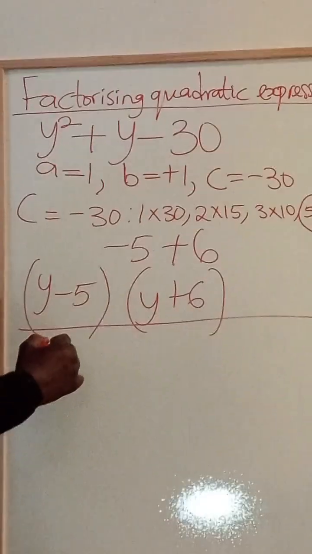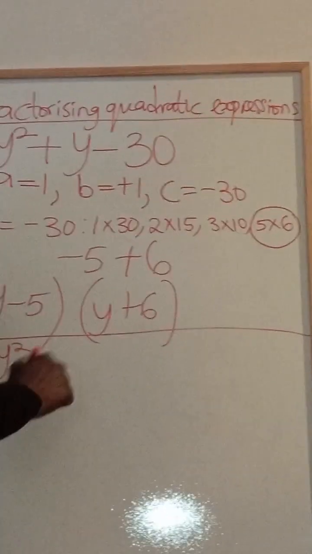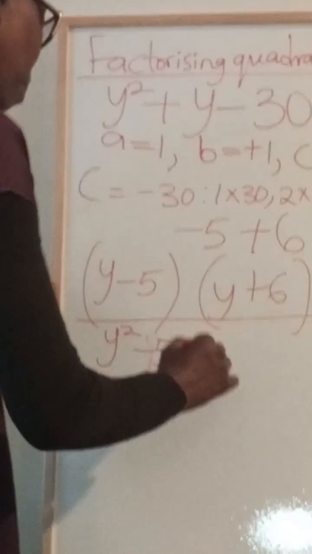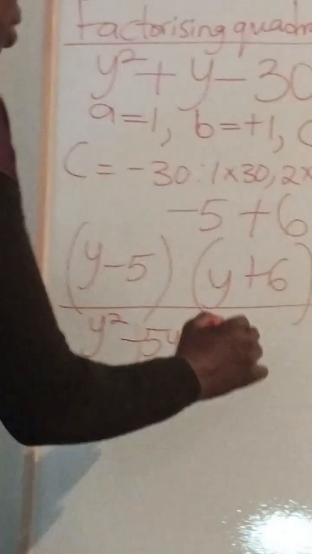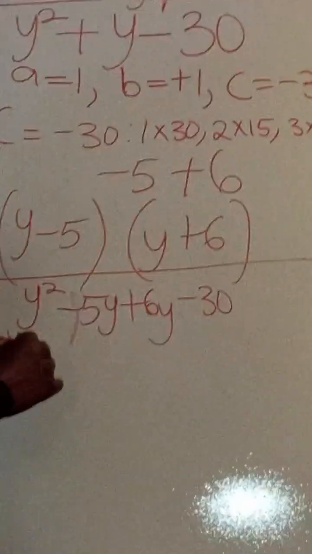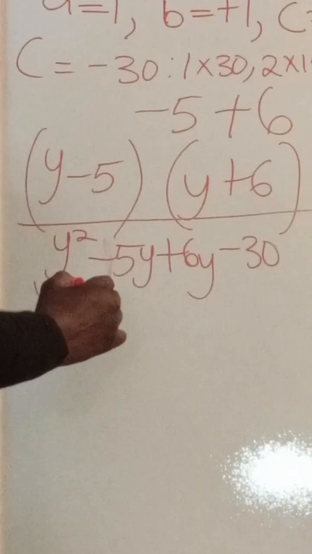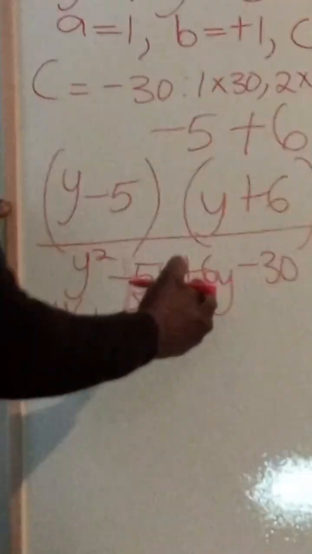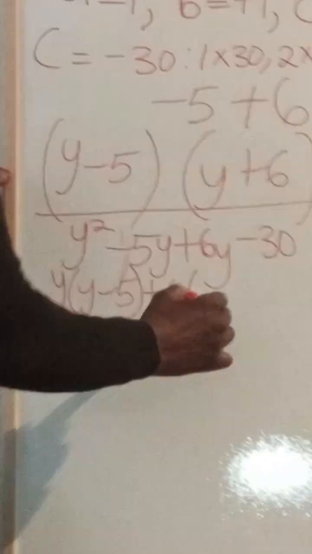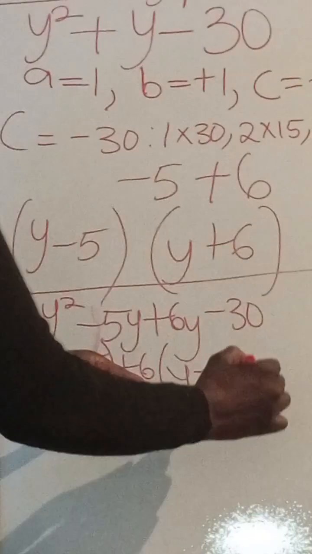And we have it this way: y squared minus 5y plus 6y minus 30. This time around, we factorize. The common letter here is y. We have y minus 5. The common number here is 6. We have plus 6, y minus 5, since 6 times 5 is 30.